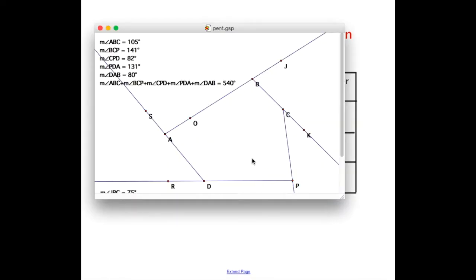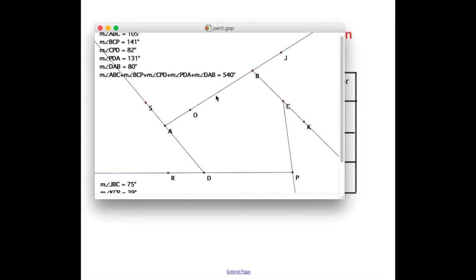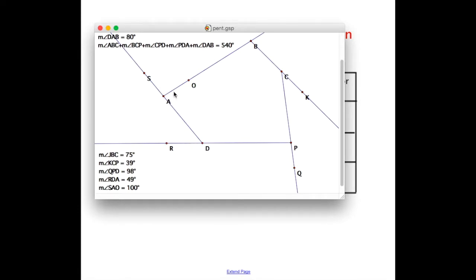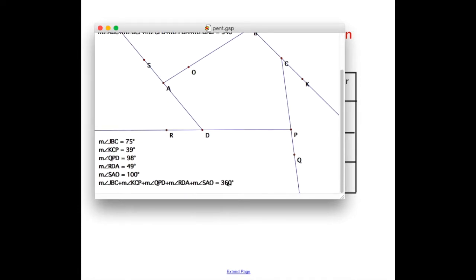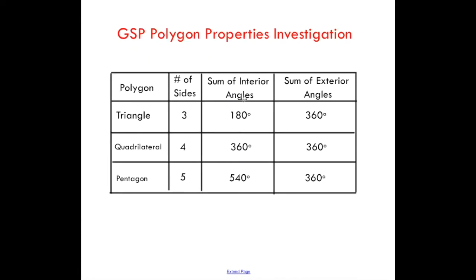I've got the interior angles. You can see here that the sum of the interior angles is 540 degrees. And if I add up the exterior angles, no surprises there, it's 360 degrees. In the interior angles, notice that I'm adding 180 degrees for every side that I add to my polygon. For my exterior angles, there's a nice constant pattern of 360 degrees there.